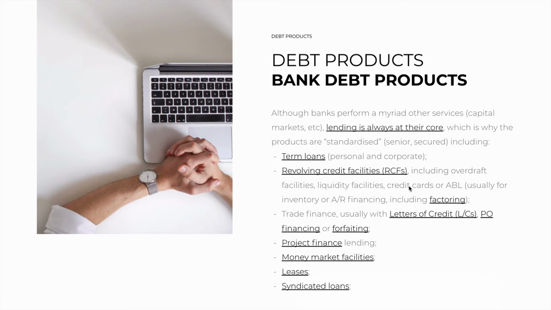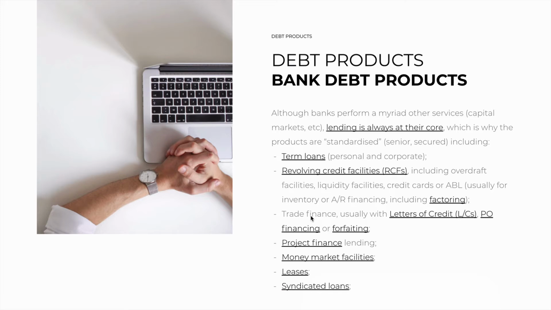The simplest example is a credit card. If you have a limit of 5 million, you can borrow as much as you want under that limit, pay it back, and borrow again. Usually, all other types of debt are some form of these two.